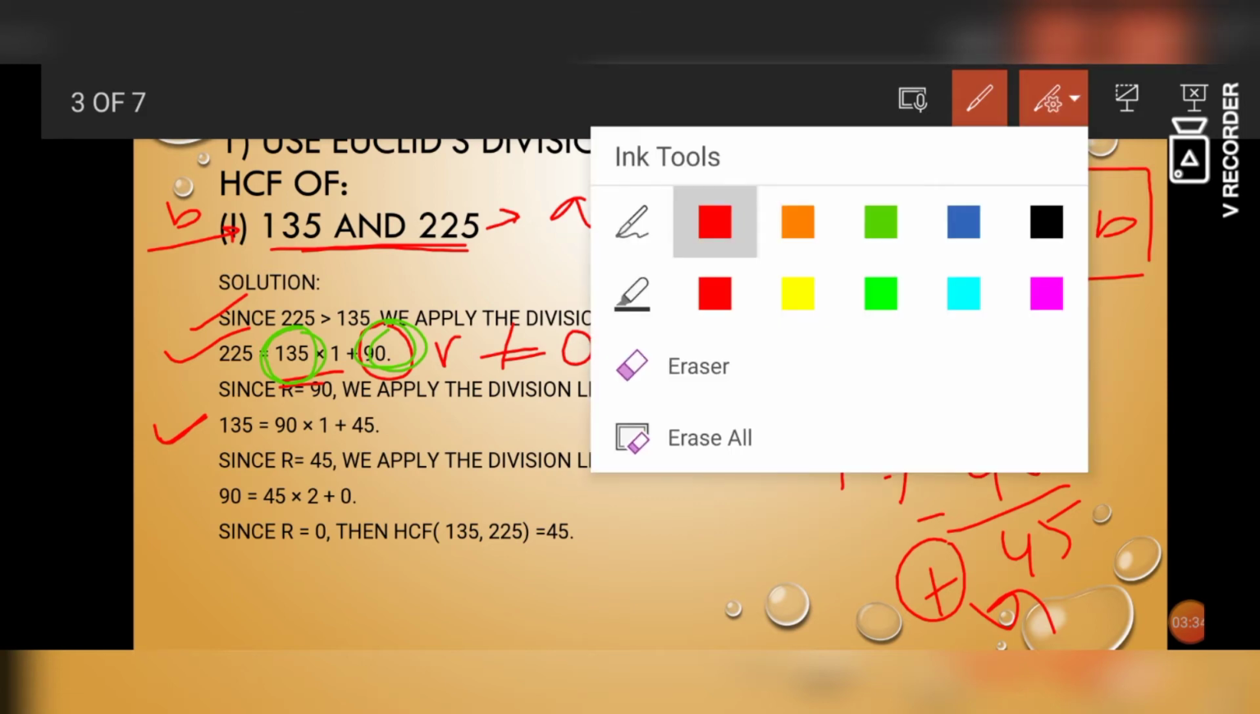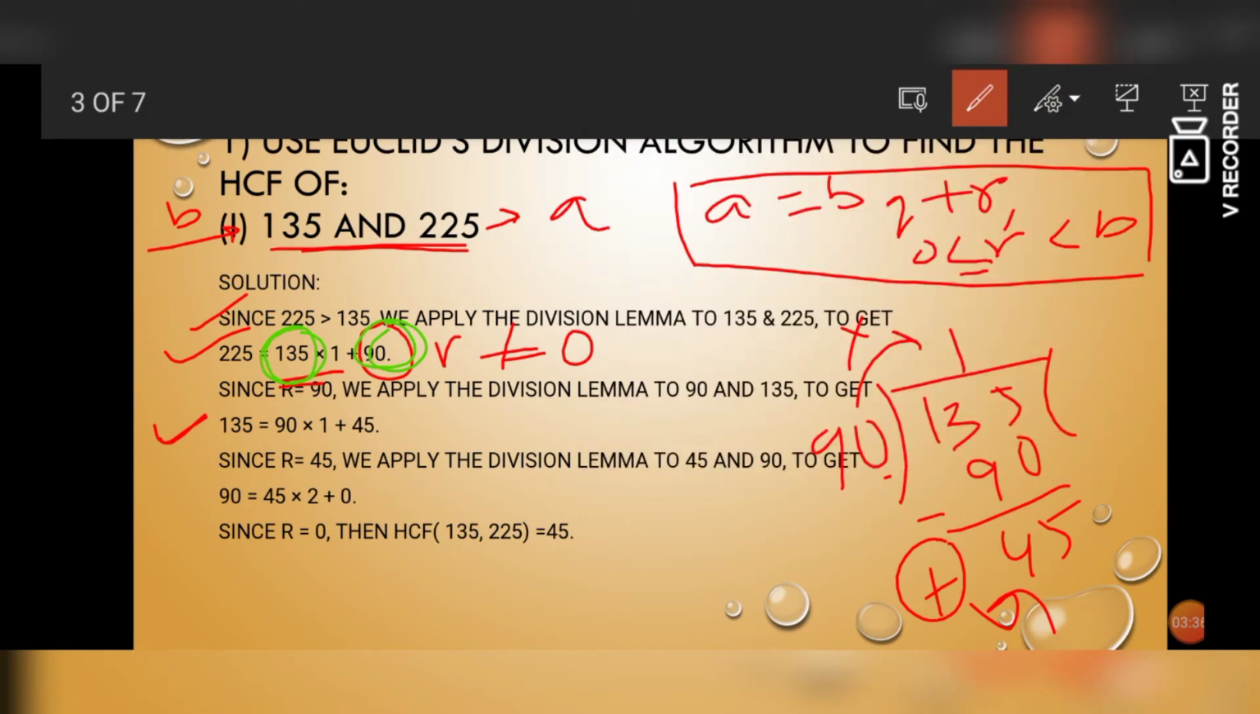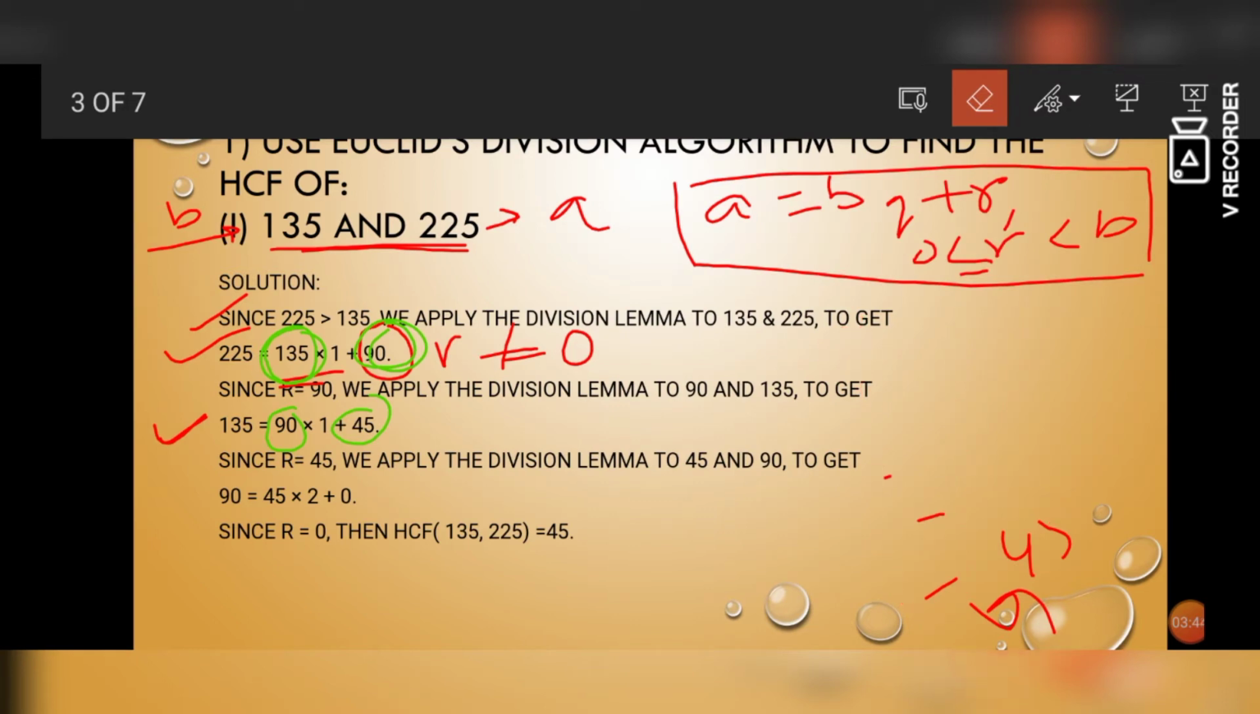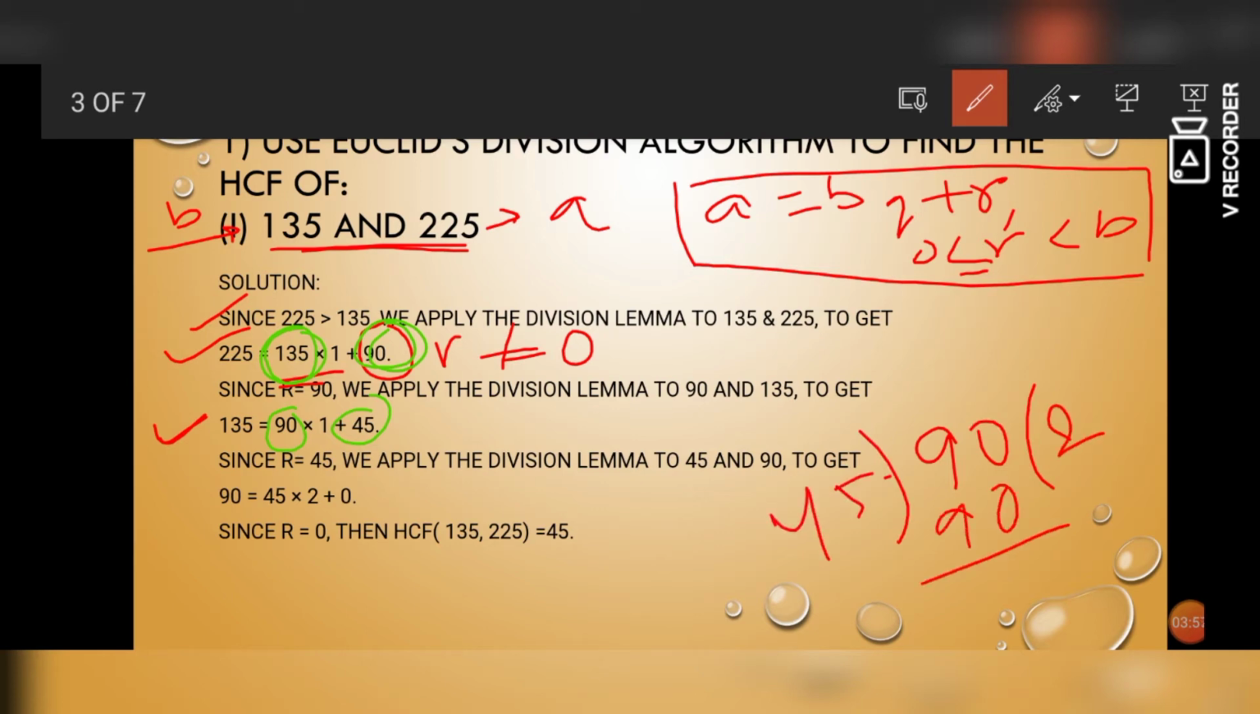Now the next set of numbers will be 90 and 45. On these two numbers, 90 and 45, let us again apply Euclid's division lemma, and we will do the division in the long division method. So 90 divided by 45 goes 2 times and our remainder is 0. So 90 can be written as 45 into 2 plus 0.